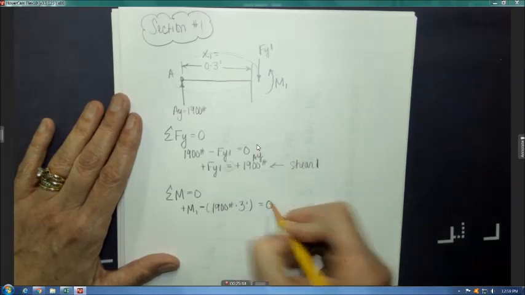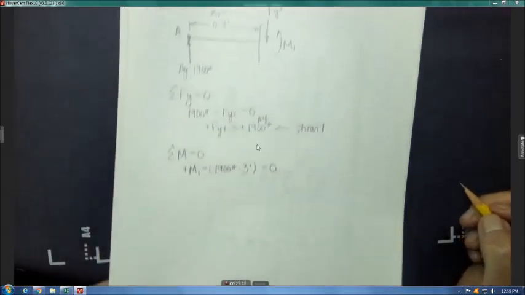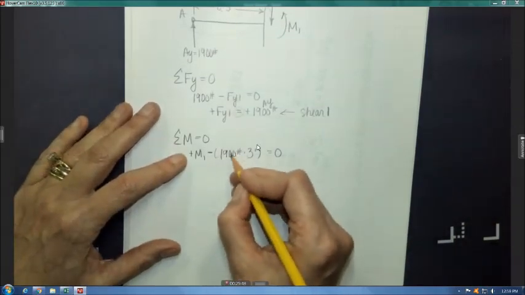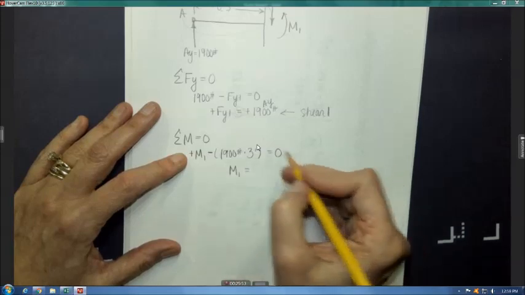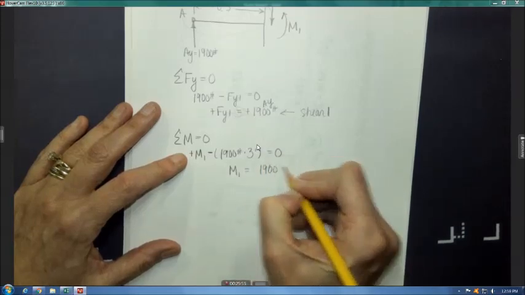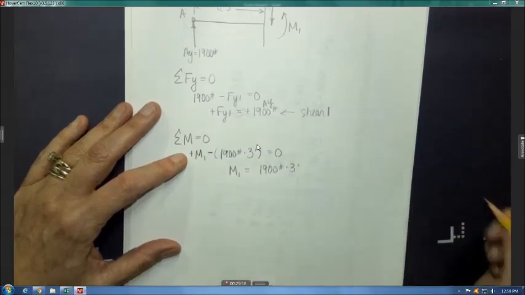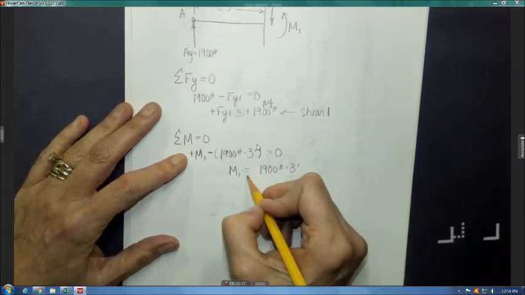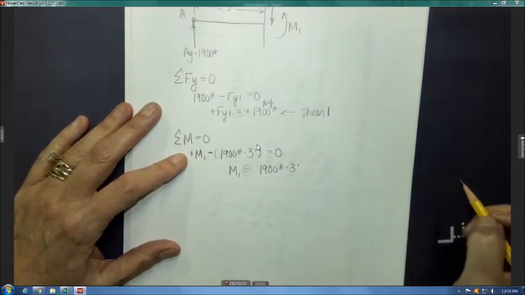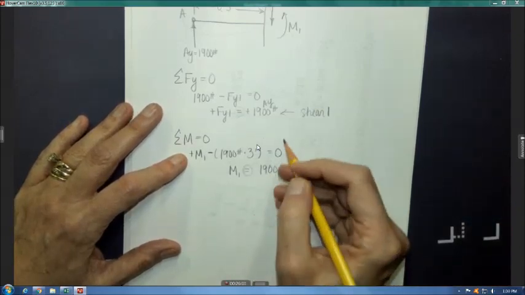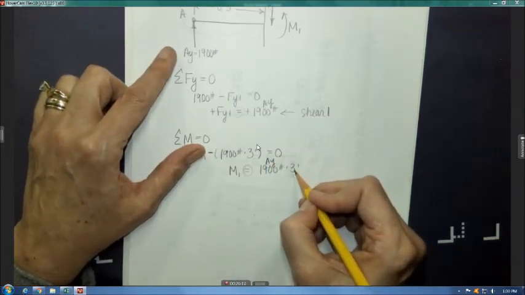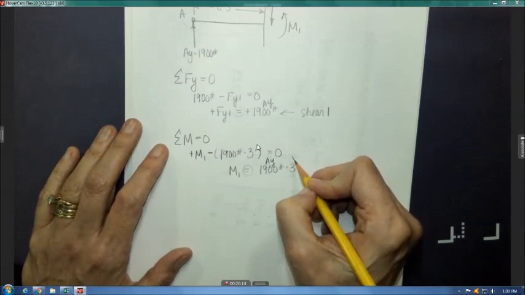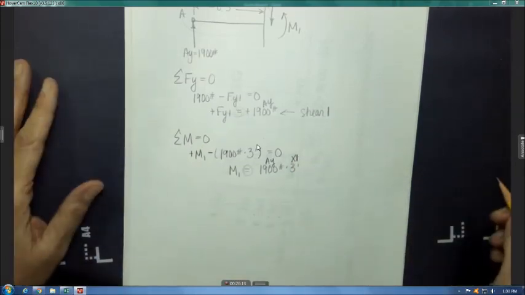And then set that equal to 0. So now solving for M1, I'm going to put the negative 1900 times 3 on the other side. So M1 is going to be equal to 1900 times 3 feet. Now, again, the equal sign here is going to be the equal sign that I put in that cell for my function. So my 1900 pounds, remember, was my AY value from above. And this value of 3 feet is going to be the X value, X1, for that section.